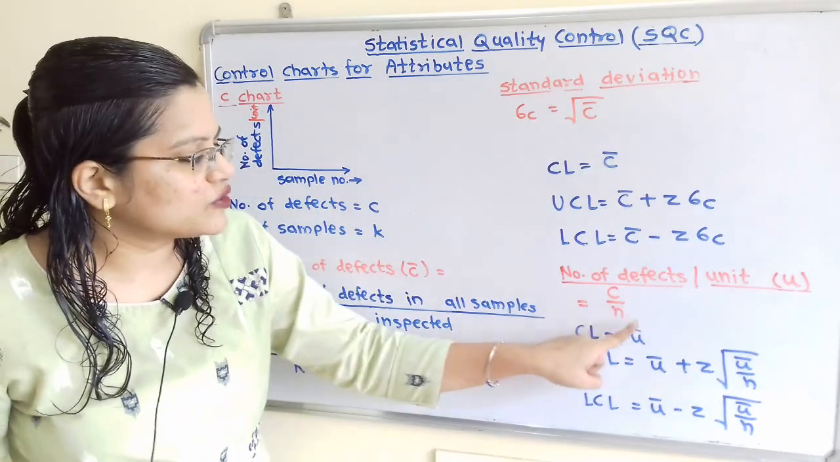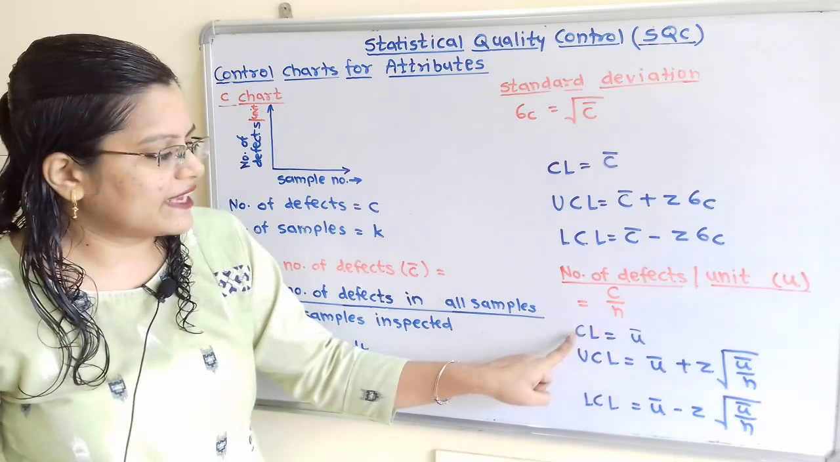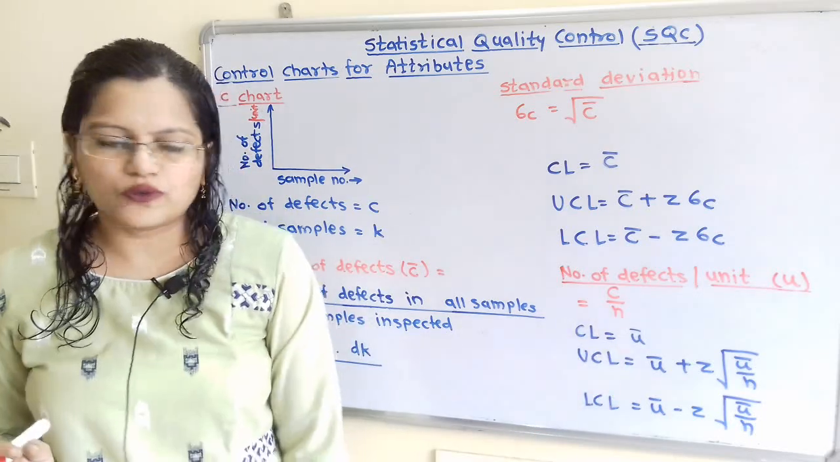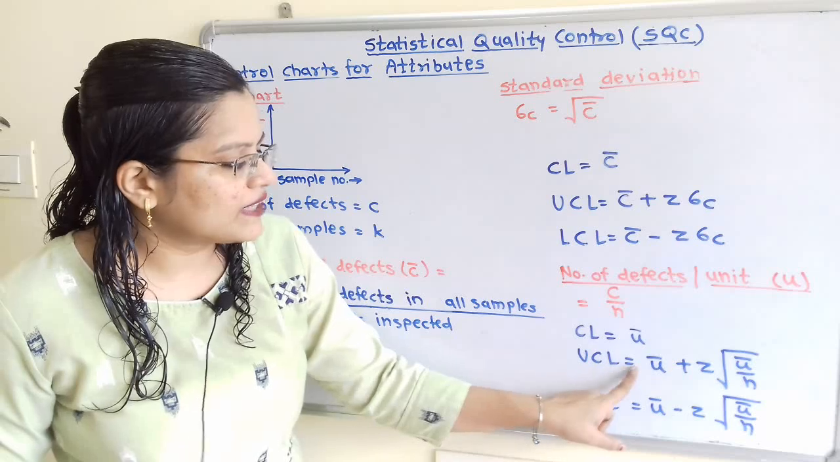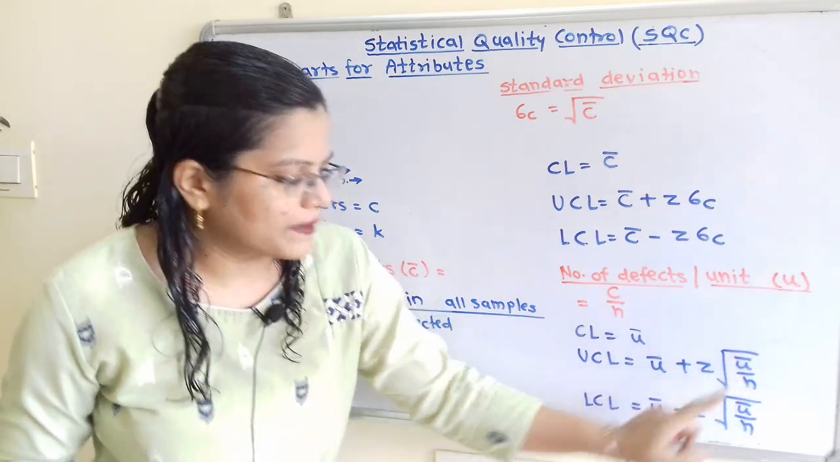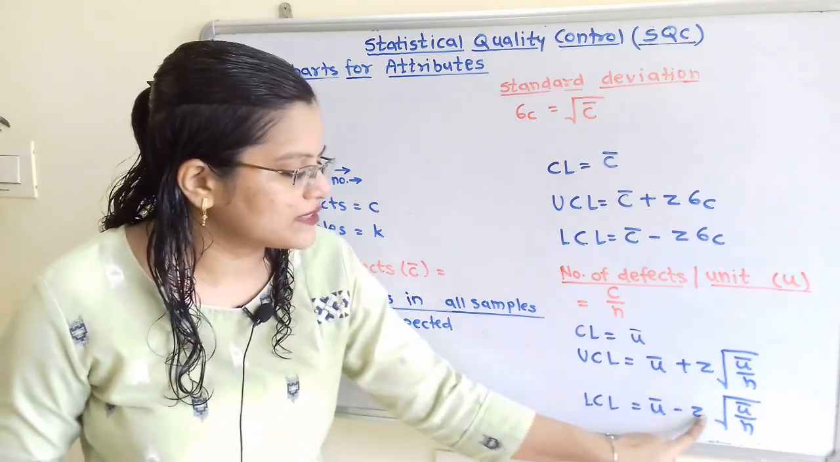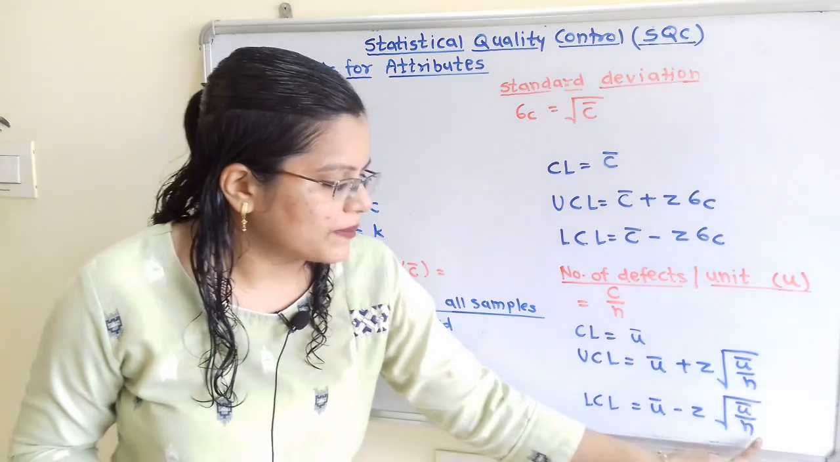In this way U bar is calculated, and then we take the control limits: the center line is equal to U bar, the upper control limit is equal to U bar plus Z under root of U bar by n, and the lower control limit is equal to U bar minus Z under root of U bar by n.